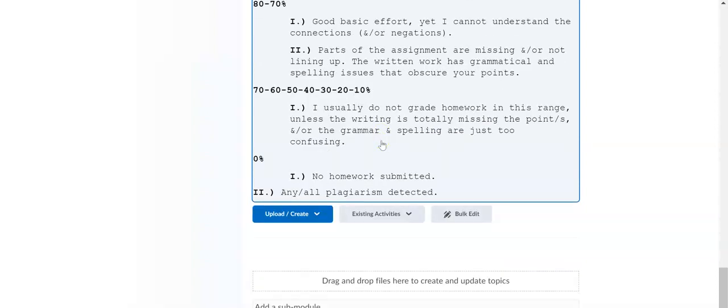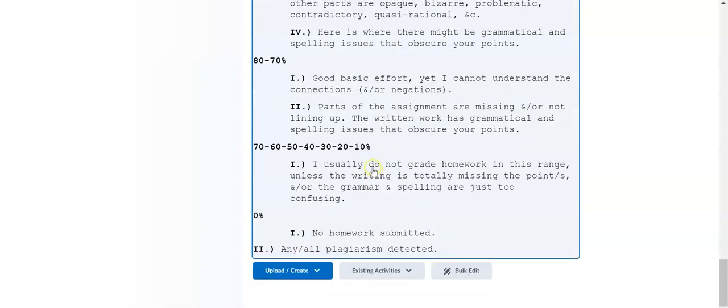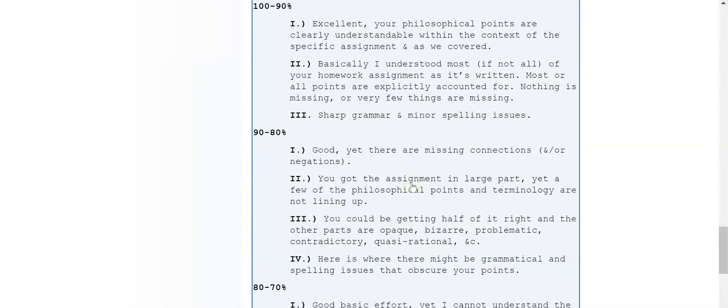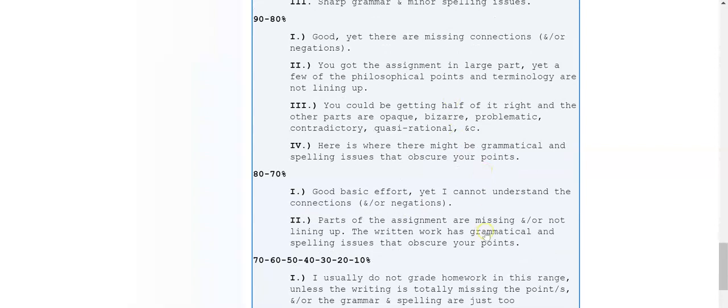70 to 10%. Usually I do not grade homework in this range unless the writing's totally missing the points. Okay. So you could kind of think, and then 0, there's a lot of plagiarism, or also you just didn't submit the homework. And then with 80%, know that you could get 80% just simply by being late, and it could take your grade even lower than 80%, as I mentioned above.